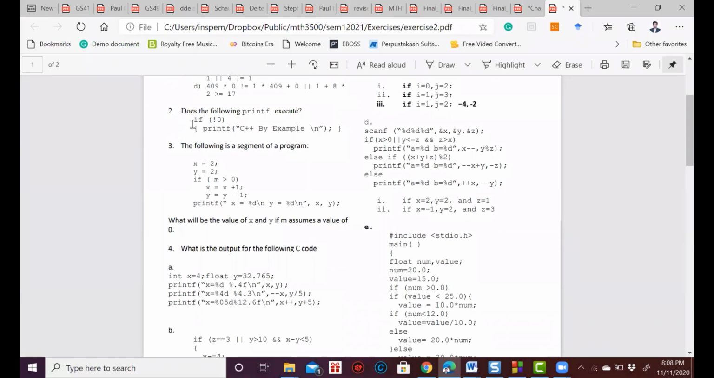Okay. Now number 2. Does the following printf execute? If statement, if this printf executes or not? I think not. Okay, give the reason. If not, it's because there is a semicolon after the if.